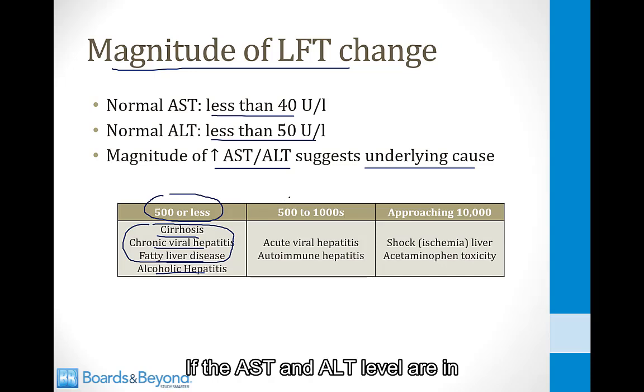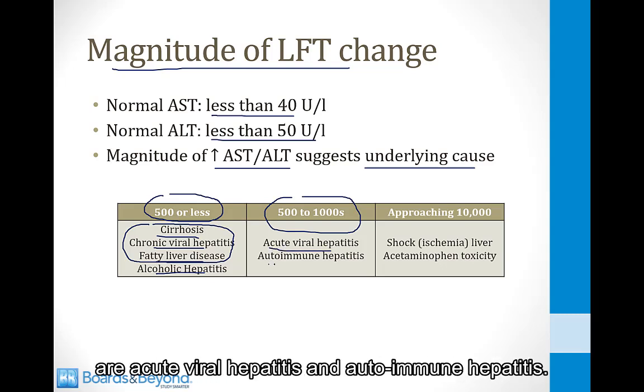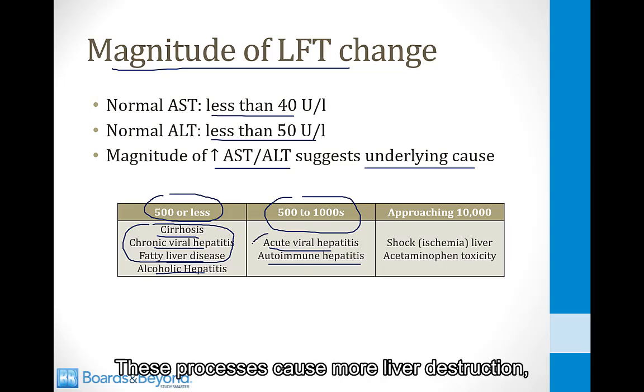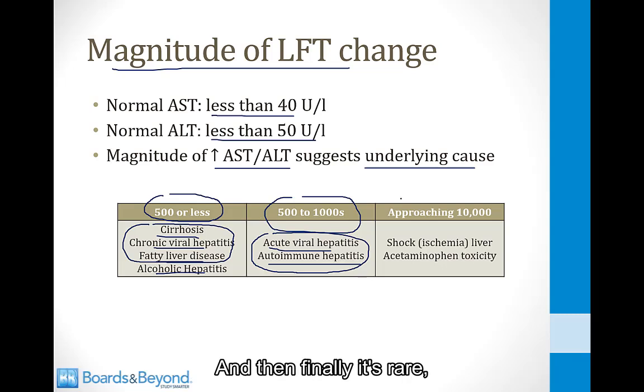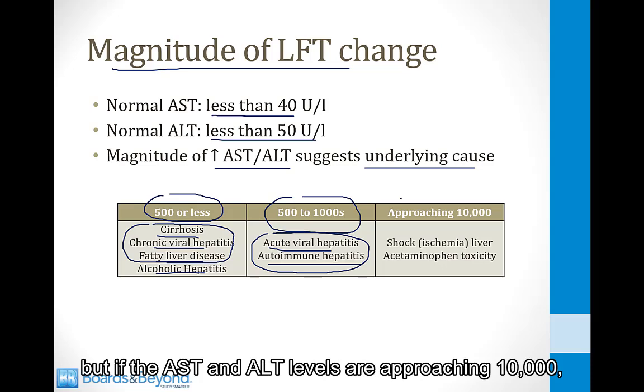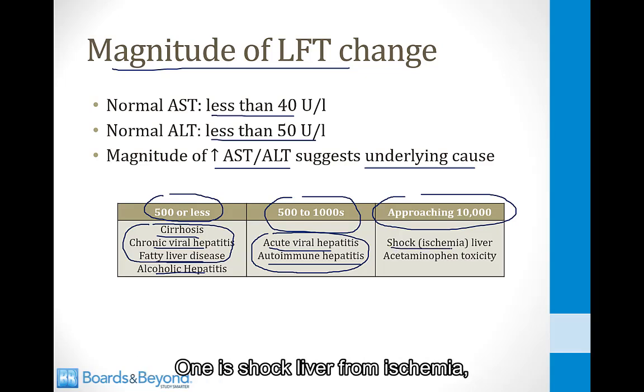If the AST and ALT levels are in the 500 to the thousands range, then the two causes you should think of are acute viral hepatitis and autoimmune hepatitis. These processes cause more liver destruction, and therefore you tend to get higher levels of AST and ALT. And then finally, it's rare, but if the AST and ALT levels are approaching 10,000, there are really only two things that do this. One is shock liver from ischemia, and the other is acetaminophen toxicity.